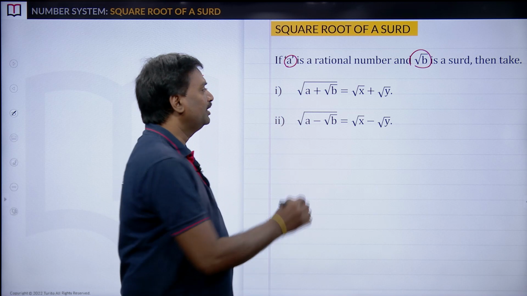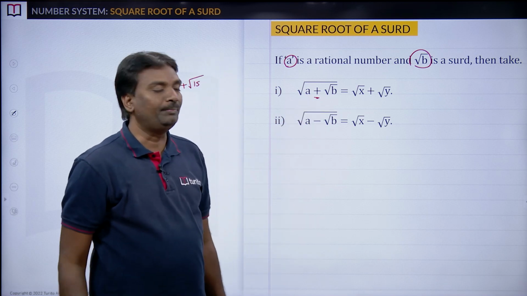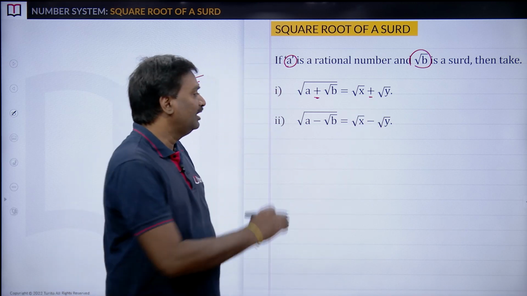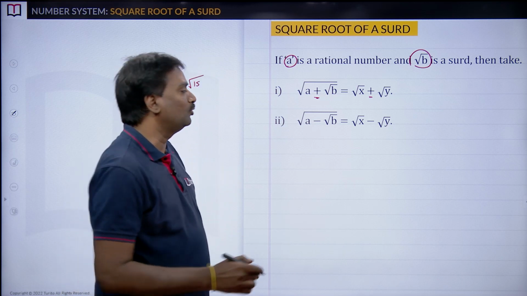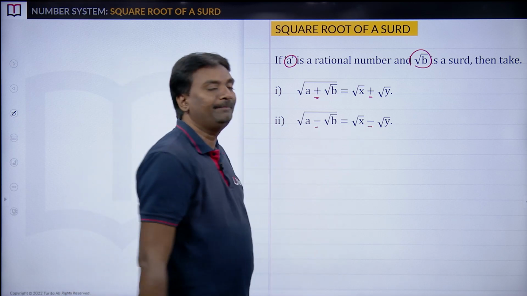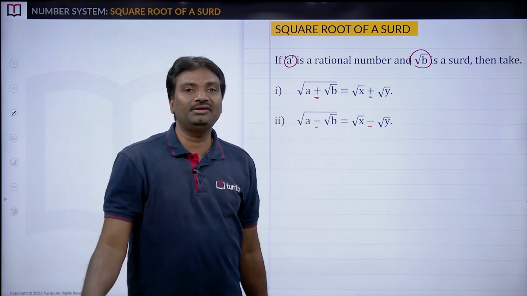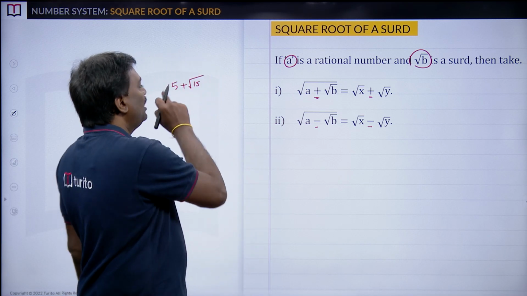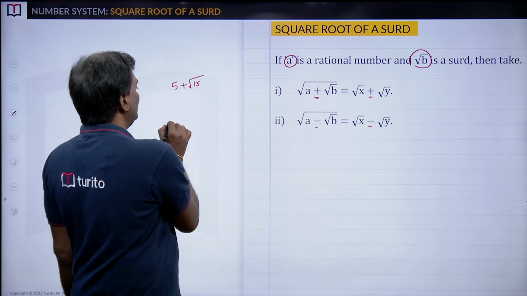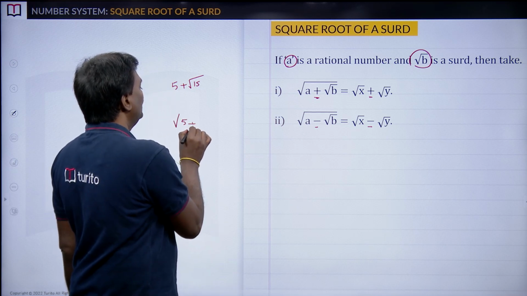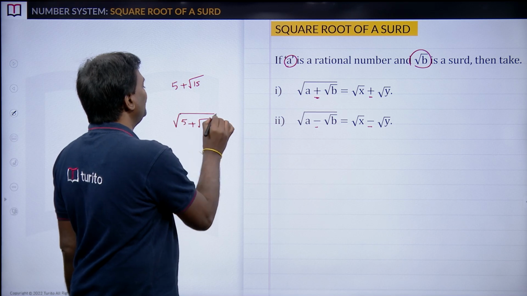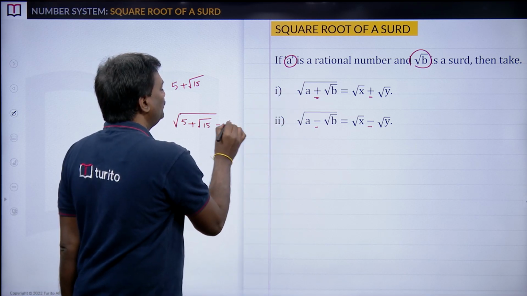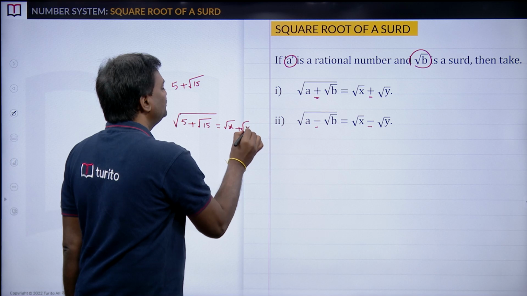By observing these two, if the plus sign is there between a and root b, then you can take root x plus root y. If minus is there between a and root b, then you can take minus between root x and root y. The procedure is the same. So, for example, find the square root of 5 plus root 15. Square root means we can take root of 5 plus root 15. This is clearly in the form of a plus root b, so we have to take root x plus root y.